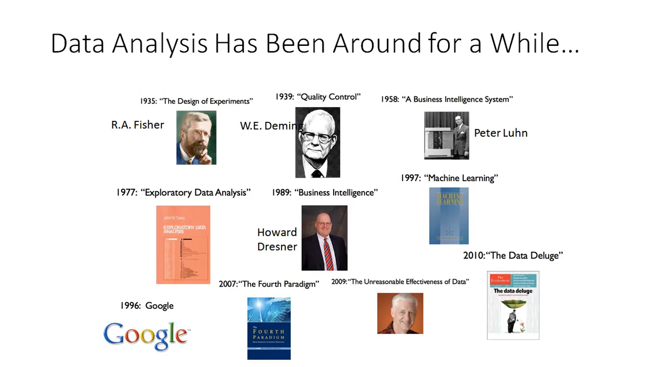In 1977, it was exploratory data analysis, where you see your data through graphical interfaces. 1989, business intelligence was done by Howard Dresner. In 1997, machine learning. 1996, Google came into the picture, which we are using very frequently. 2007, the fourth paradigm has come. In 2009, the unreasonable effectiveness of data was worked out. In 2010, the data deluge, and this analysis is still continuing in 2023 also.